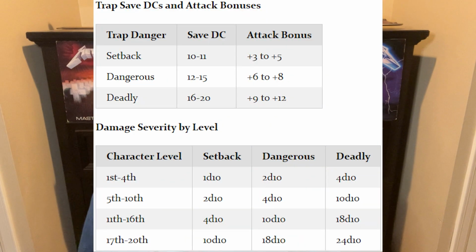Now the first and most obvious question is, what level are the PCs? Obviously a trap that requires a DC 12 Dex save and only does 2d6 damage on a failure will be little more than an annoyance for an 11th level party. Now there are core rules for scaling damage severity by level. Here's the chart they give you, but I don't think this chart is very useful. Looking at the dangerous column and the level 1 to 4 row, a level 1 character may be instantly killed by 2d10 damage, although I think a DC 12 is pretty reasonable.